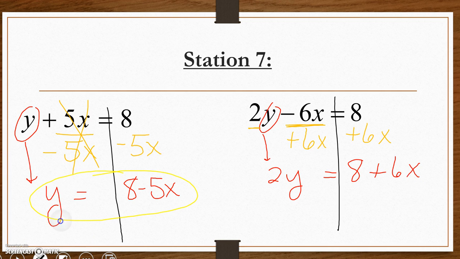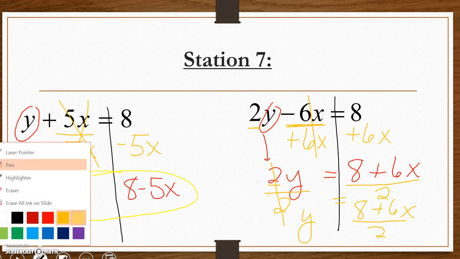Now I need to get rid of the 2. That's in the way still. So 2, that's a times symbol in between, so you divide to get rid of the 2. That gets rid of it. And I get to divide this whole side by 2. There's a couple different ways that you can write this. Y equals, you can either keep it as 8 plus 6x over 2. That is just fine.